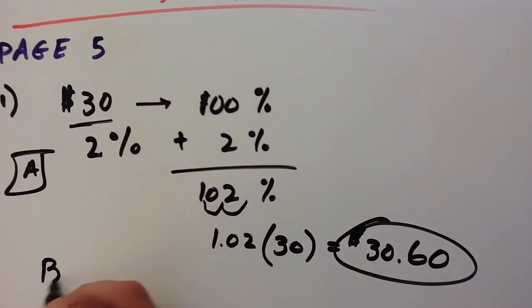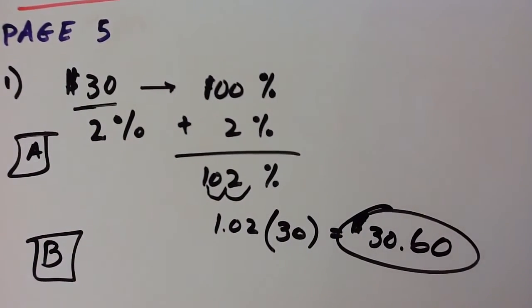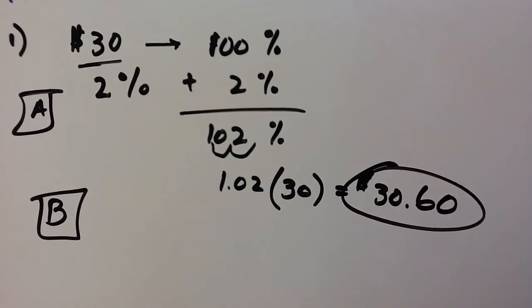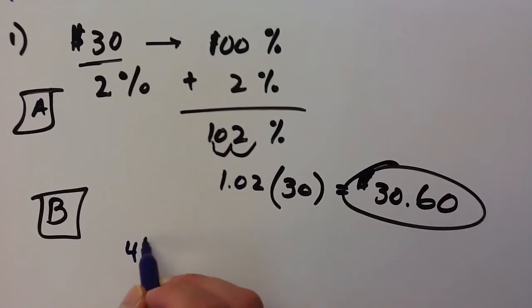Part B of the question says how much more will his shirt cost in city B than in city D? Okay, so I got to find out how much would it cost in city B, how much would it cost in city D, and then find the difference. Okay, so let's first do city B. Okay, city B. What's the sales tax there? Well, the sales tax there is 4%.